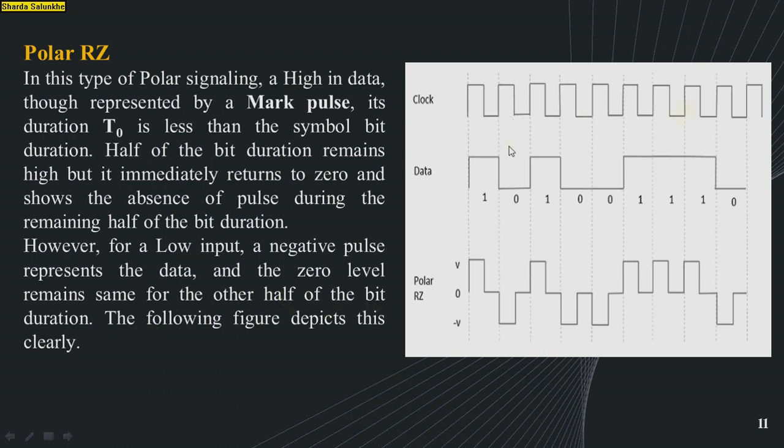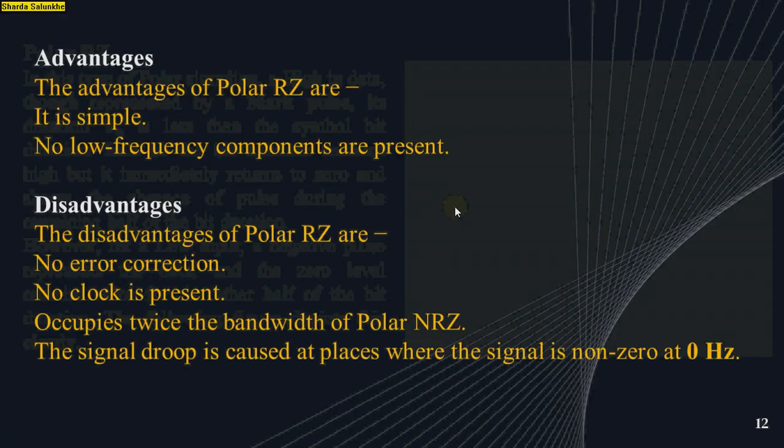So we can take the same example. This is the clock. The example data is 10100001110. So 1 is represented as a half positive pulse and then 0, and 0 is represented as a negative half pulse and then return to 0. So it is an RZ code. Again, 1 is represented by the half bit duration and 0, and 0 is represented as a negative half bit duration and then 0, again negative half duration and 0. So in this way the polar RZ works.